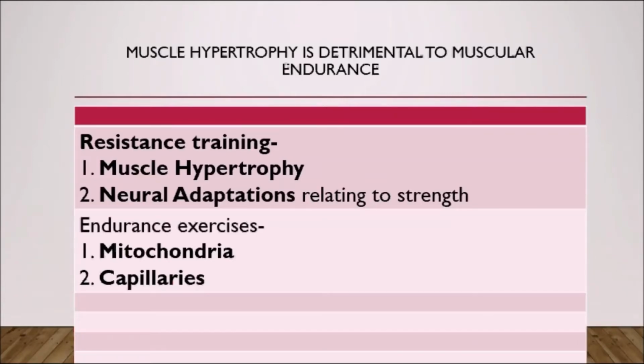Muscle hypertrophy is actually detrimental to muscular endurance. One's capacity for endurance can be equated to their ability to use the aerobic energy system. Oxygen is made readily available by the mitochondria, capillaries, and myoglobin structures that are within aerobic muscle fibers.